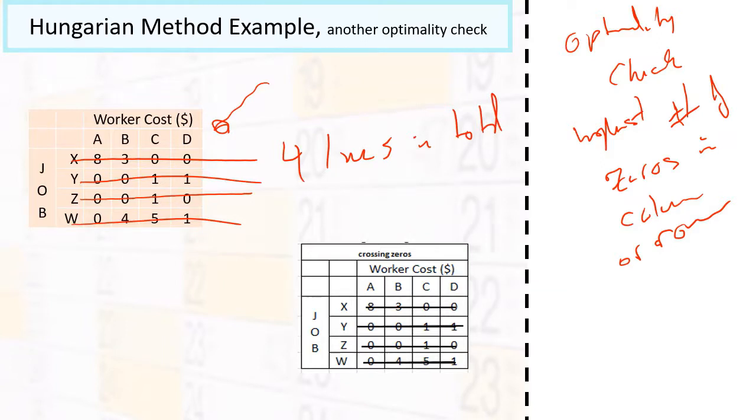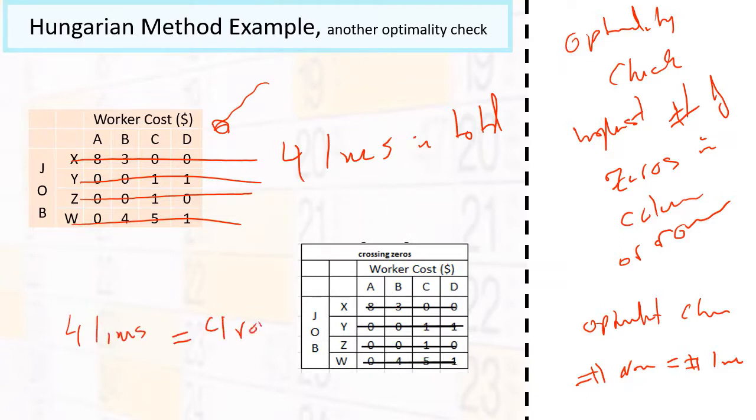Now, very important, once we cross a line, we cannot go ahead and cross it again. It's only crossed once. So 4 lines in total. So optimality check: number of rows is equal to number of lines, and in this case we have 4 lines equals 4 rows. We have arrived at optimality, so we're ready for assignment. The next step is assignment.